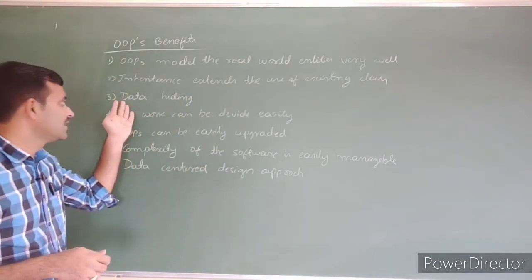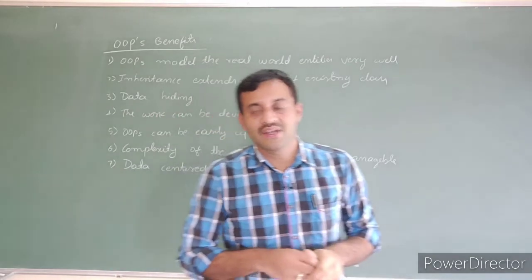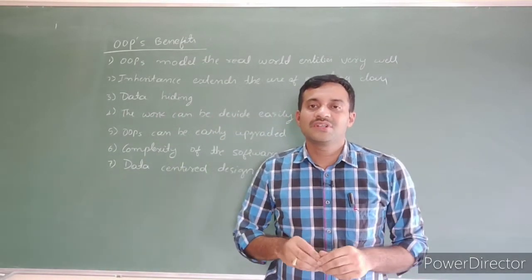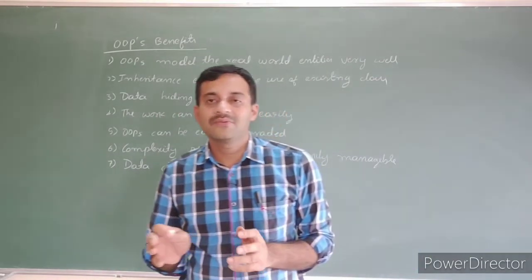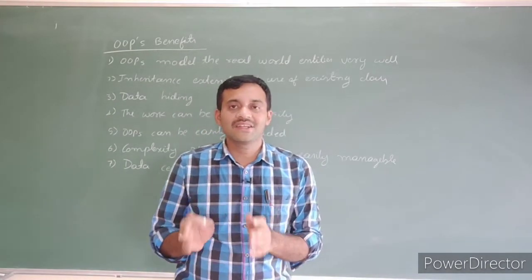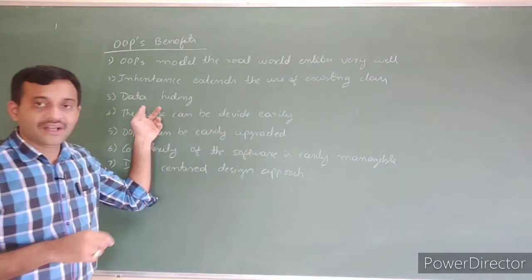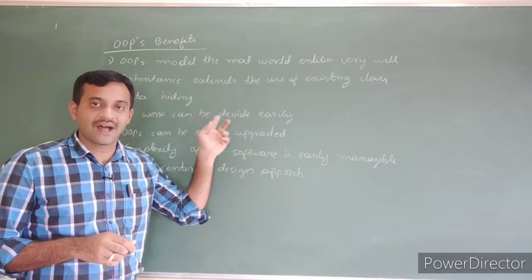Then the third one is data hiding, the concept of encapsulation. Already we know that encapsulation is a wrapping of data and function. Encapsulation hides the data from unauthorized access. That is the third one, data hiding. We have to prevent the data.